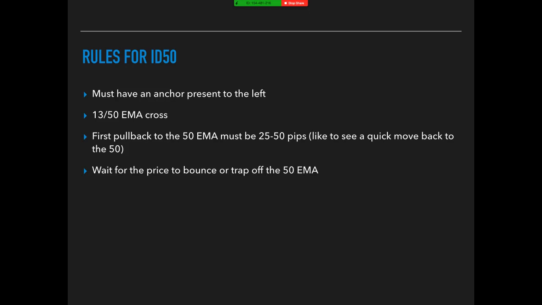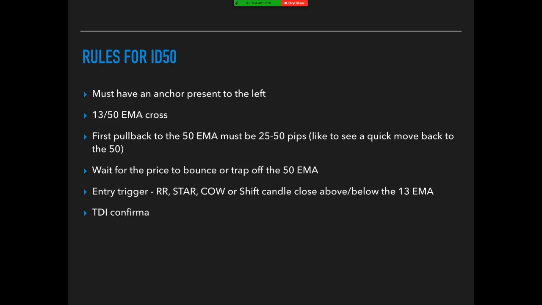So we want to wait for that bounce or trap off the 50, and then we want to see an entry trigger, like a railroad track, a star pattern, morning star, evening star, cord of wood, or just a simple shift candle, a close above or below the 13. That's going to be your signal to enter the trade. You also need to see TDI confirmation, which is the RSI signal line crossover.